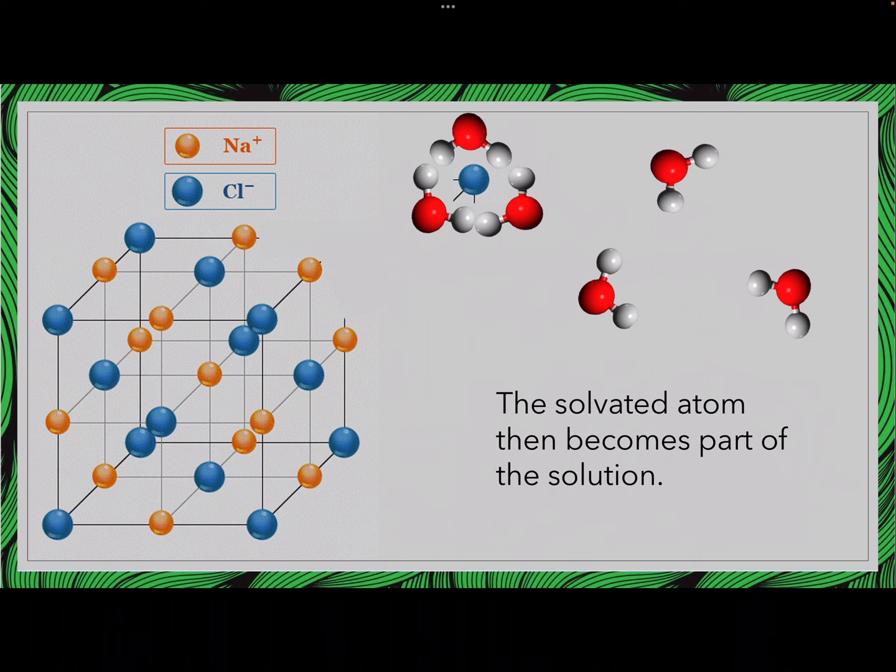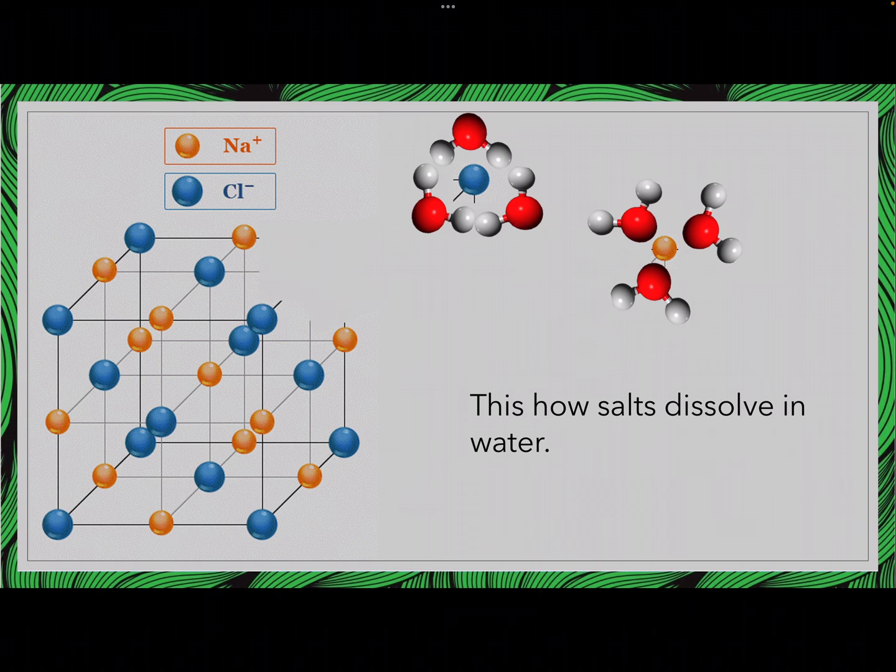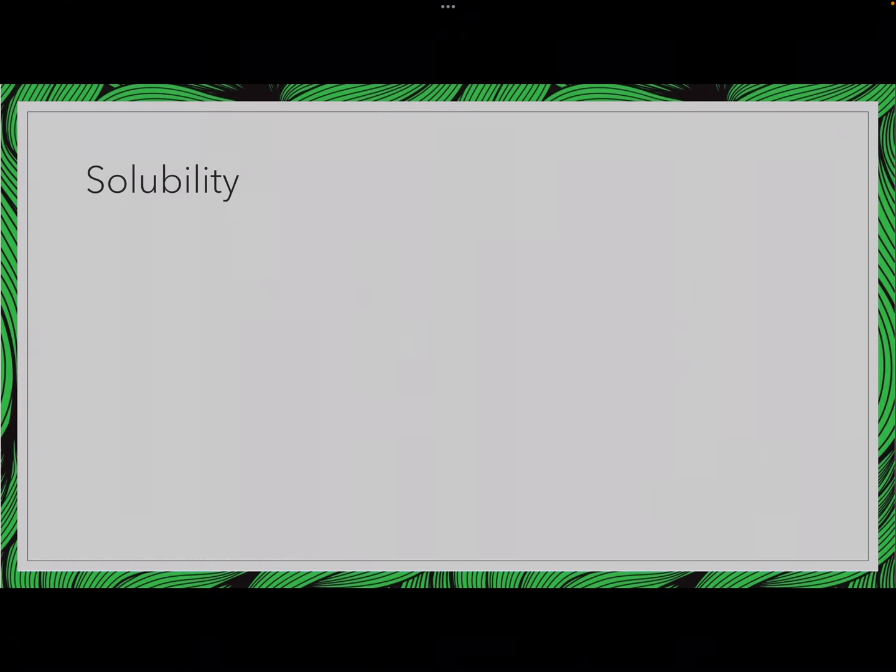That then comes off, so that solvated ion then goes into solution. The process then repeats, this time for sodium. But if you have a look at the way that the water is oriented around the sodium, the delta negative oxygens this time are facing in rather than facing out. That's because, again, we're trying to negate the positive of the sodium with the delta negatives of the water. And so that sodium is now solvated, it now goes into solution. And that's basically our process of dissolving.